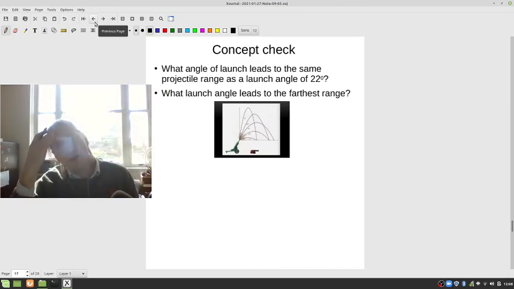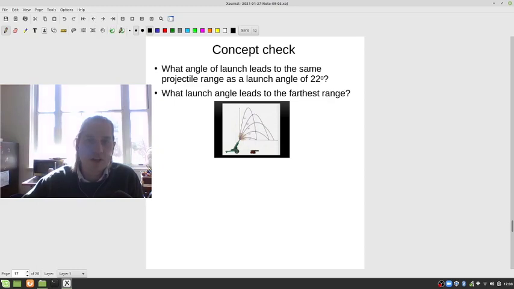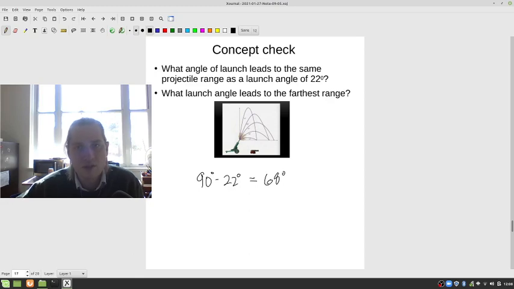Now, just to hammer home these points, what angle of launch leads to the same projectile range as a launch angle of 22? That would be 90 minus 22. So 90 minus 20 is 70, so I guess this would be 68 degrees. So 68 degrees and 22 degrees should give you the same launch range.